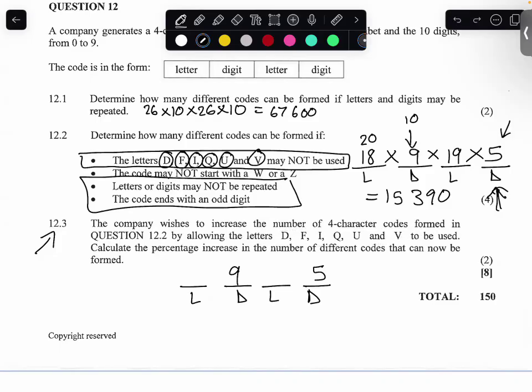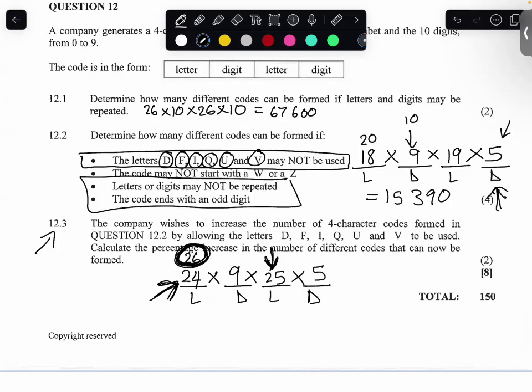So the first letter still may not start with a W or Z. So it would have been 26, but because it can't start with a W or Z, it's now 24. And this one is 26 minus the one letter that was put down here. So this letter is the 26 options minus the one letter that was put down there, which gives me 25 there. So this is 24 times 9 times 25 times 5. I hope that made sense.